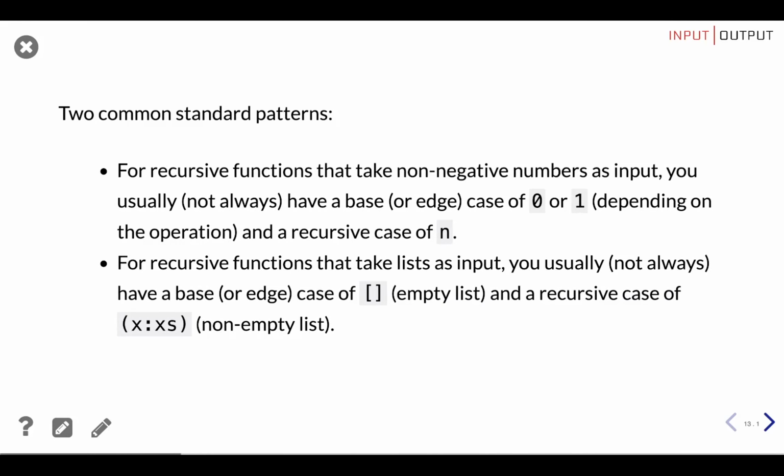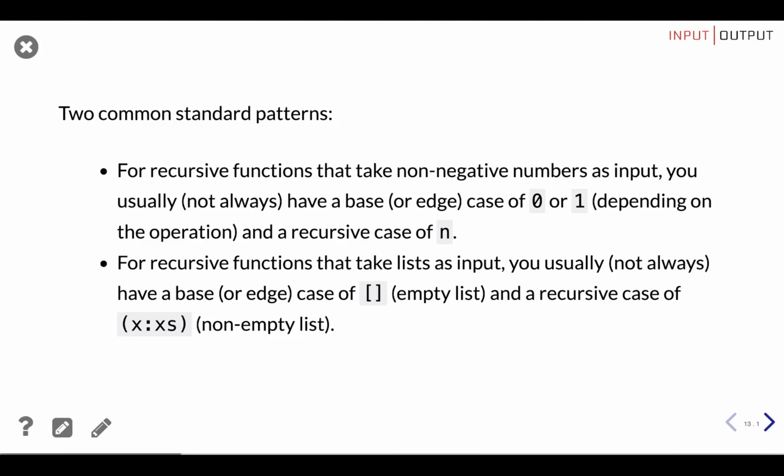For recursive functions that take non-negative numbers as input, you usually have a base case of 0 or 1, depending on the operation, and a recursive case of n, any other number that is not 0 or 1. Why 0 or 1? Because those are the identities of many of the operations you will use. For example, 0 is the identity operator for plus, because if you add 0 to something, it's still that something unchanged. 1 for the product operator, and so on and so forth.